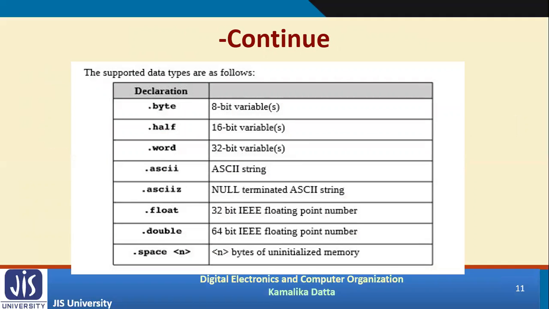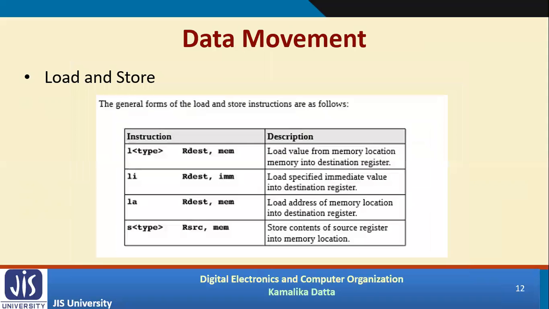Now, as I told you, these are the directives or the data types that are supported, which is byte, halfword, word, ASCIIZ. One is null terminated and another is not null terminated. This is float, this is double, and this is space. Okay. So these are the following data types that you can use in QtSPIM for MIPS programming.